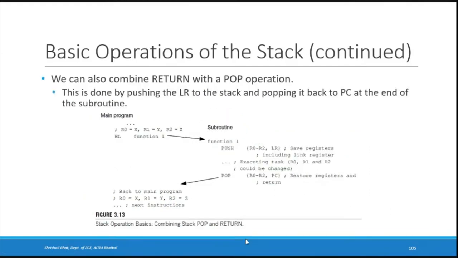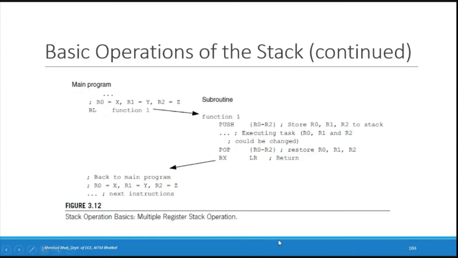And then in Cortex M3, we can also combine the return with the pop operation. What we have done in the previous case is we have pushed the registers R0 to R2, then we have executed certain tasks, and then we have popped the contents of those registers. And then at the end of the function, we have branched to the main program by using BX LR. So this will branch to the address pointed to by the link register.